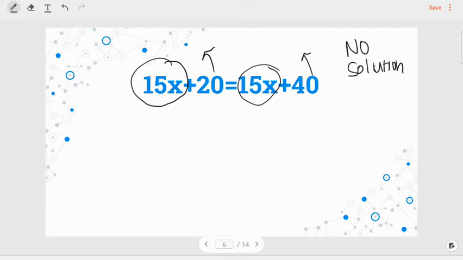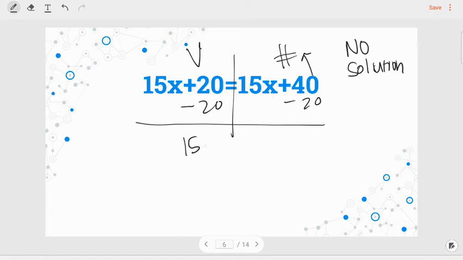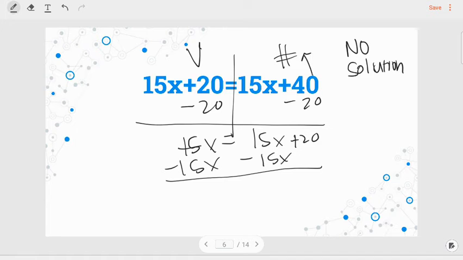Now, if you didn't do that to begin with, how could I do that with algebra? Well, let's show you. They have the same amount of variables on both sides, so I'm just going to make this my variable side and this my number side. If this is my variable side, minus 20, I'm left with 15x is equal to 15x plus 20. I minus 15x from both sides, and I am left with 0. Whenever there's nothing left, you have to write a 0. 0 equals, that's gone.